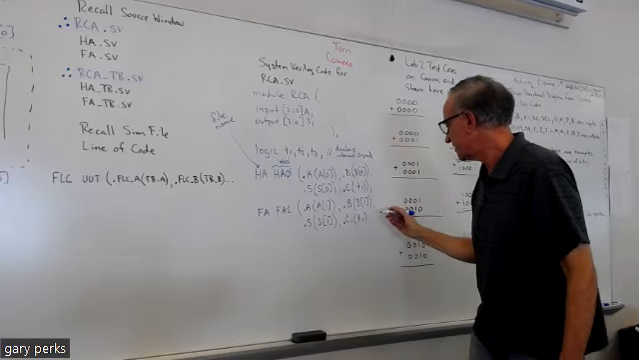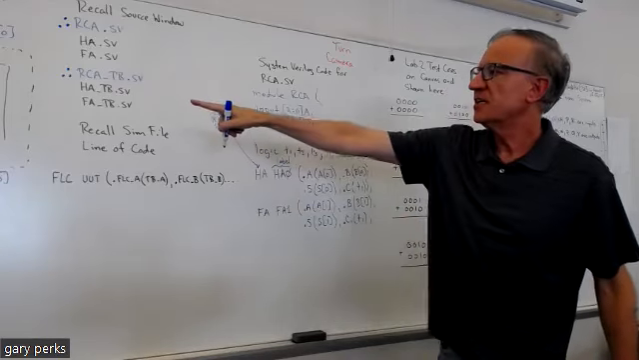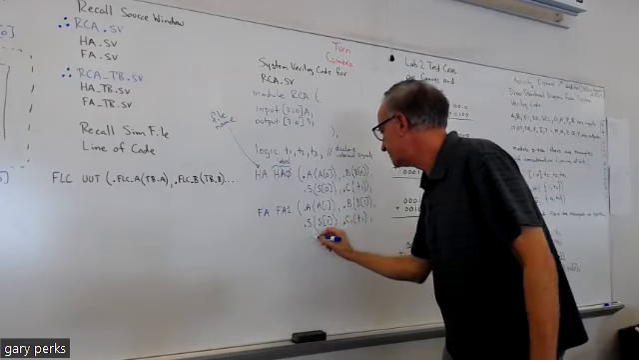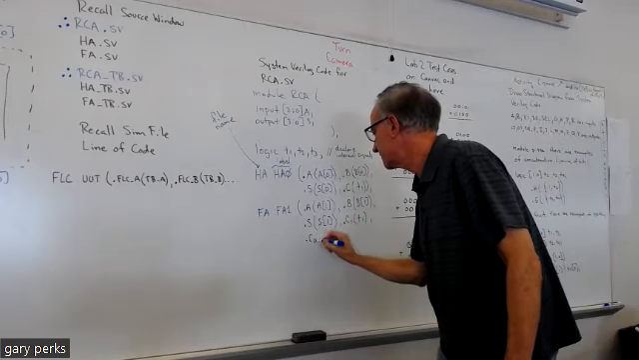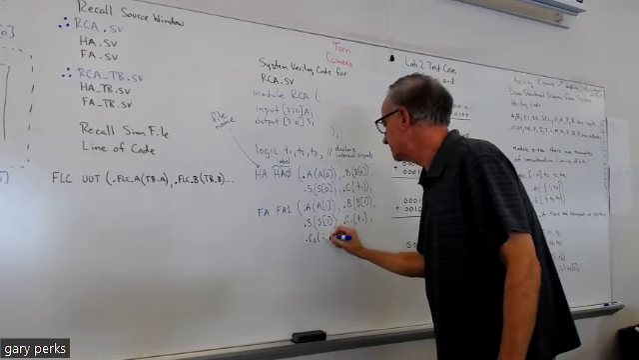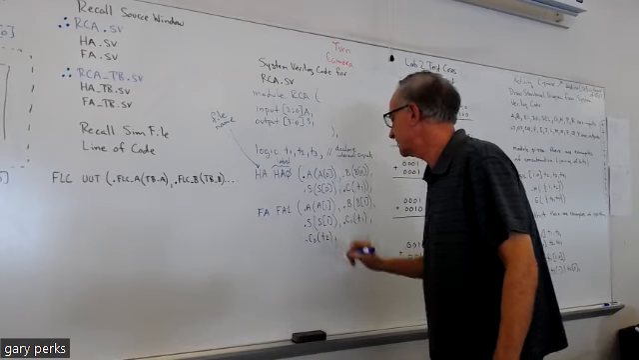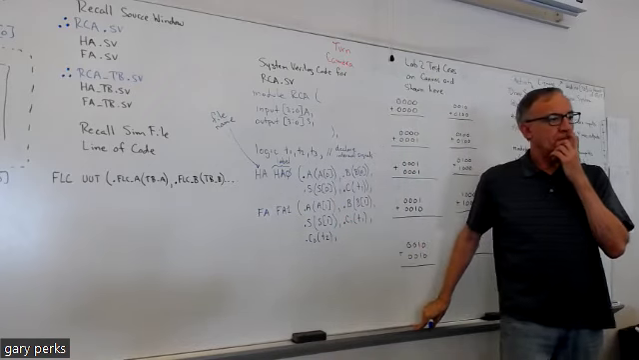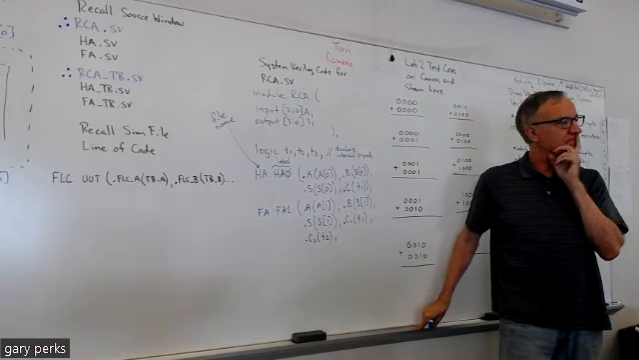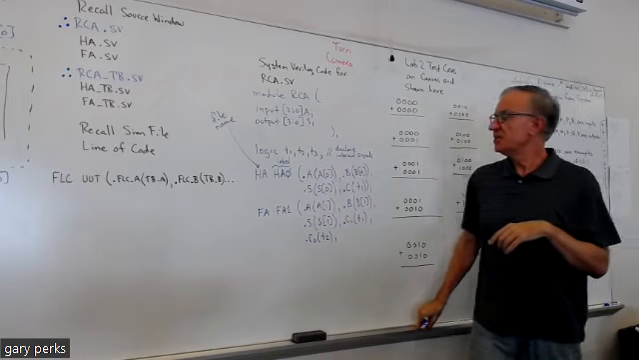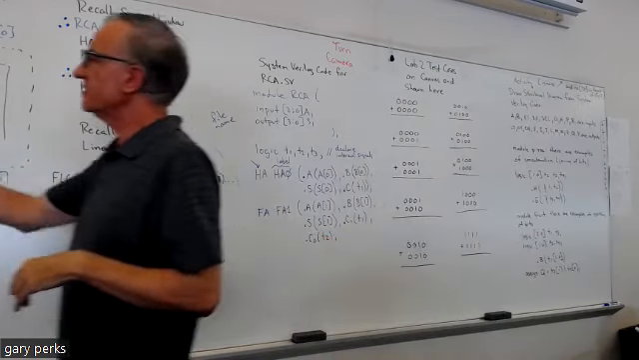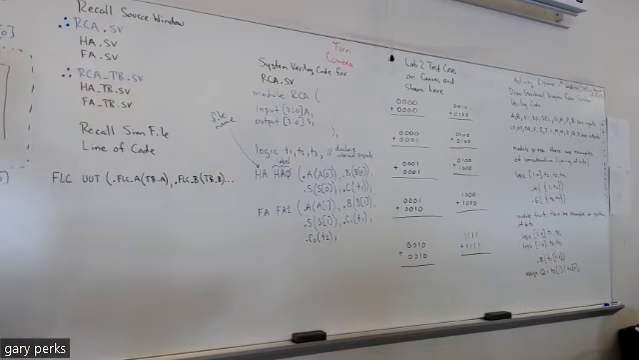And then the next thing I would have to do is connect C0 to T2. So do you think you could finish this? You have to do another line for this full adder, another line for this full adder.